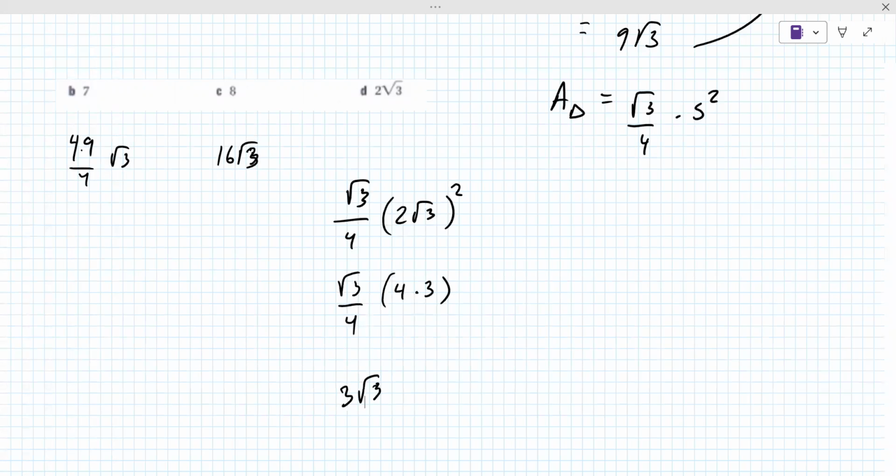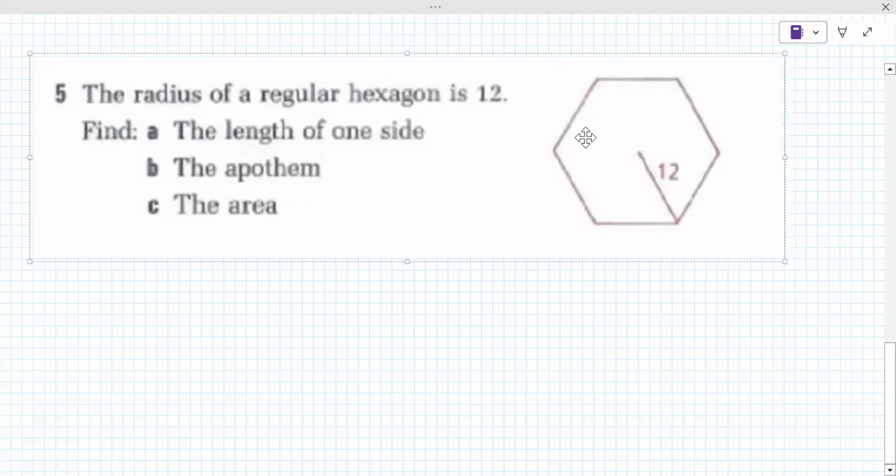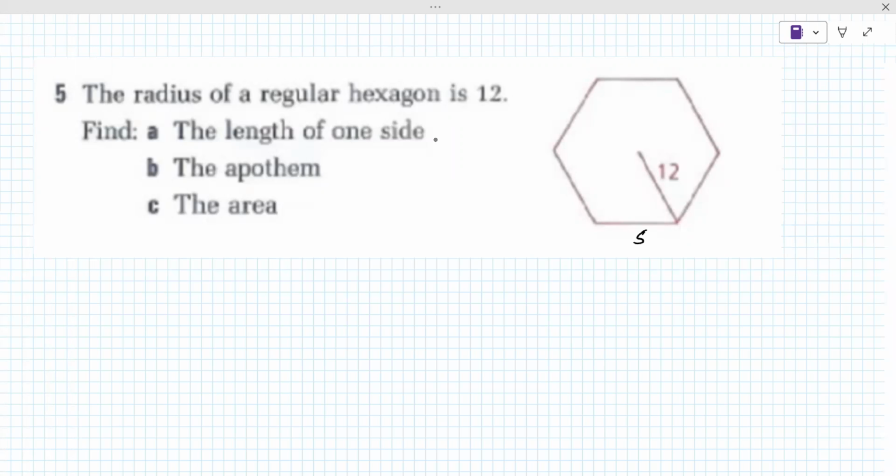All right, so now let's go back to the chat here and look at number 5 next. Here we go. Way too many things open. So here is a pentagon. All right, the radius of a regular hexagon, not pentagon, is 12. We want to find the length of one side of the hexagon. So they're asking for this right here, S, for example.